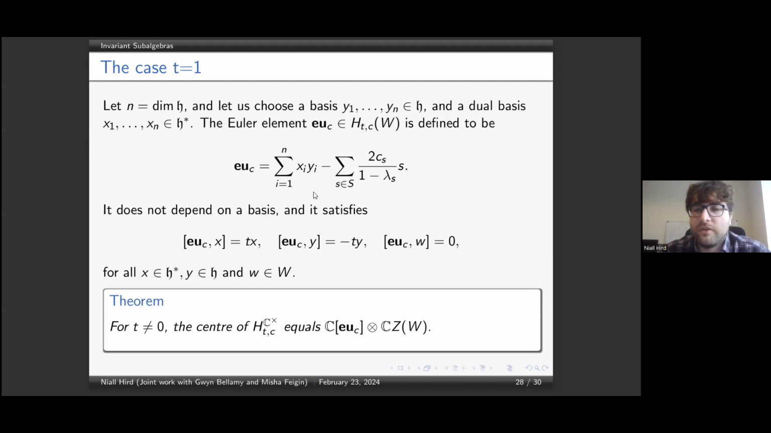And it turns out when t is not equal to 0, then the center of our invariants, just for Cx, not SL2, is equal to functions on this Euler element, tensor the group algebra of the center of the group. So we get this CZ of W appearing very commonly when we look at expressions of the centers of these subalgebras. And one of the interesting things to note is that the center for t not equal to 0 wasn't trivial like it is for the whole thing. We do indeed have at least one element contained in it.